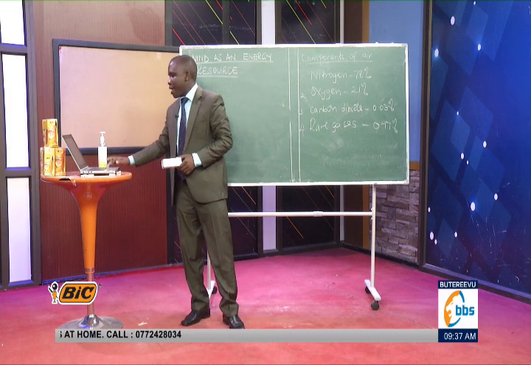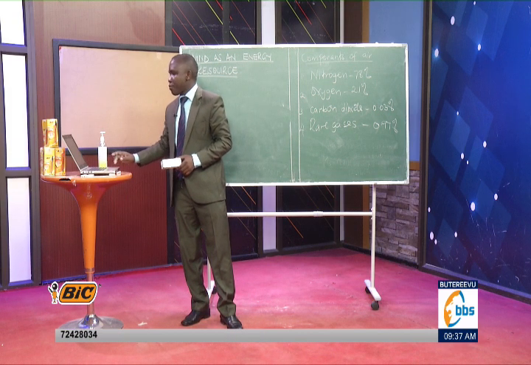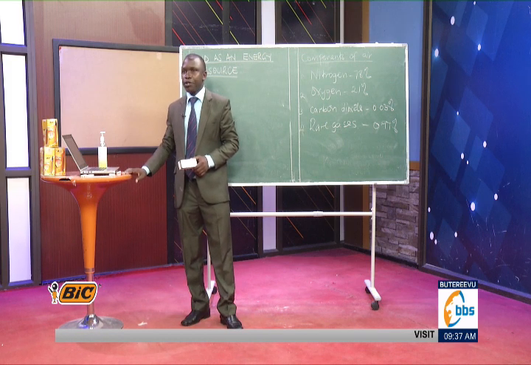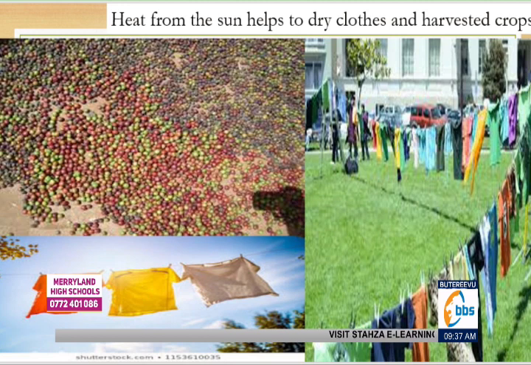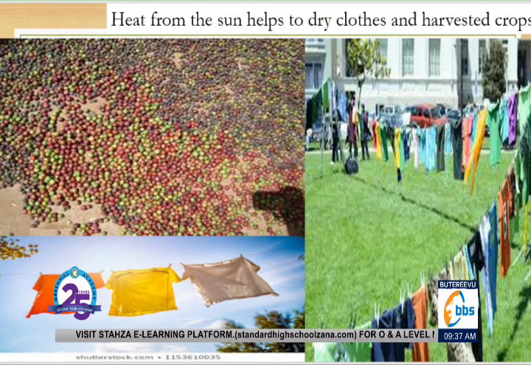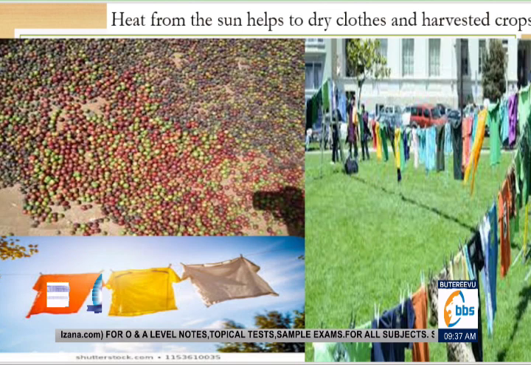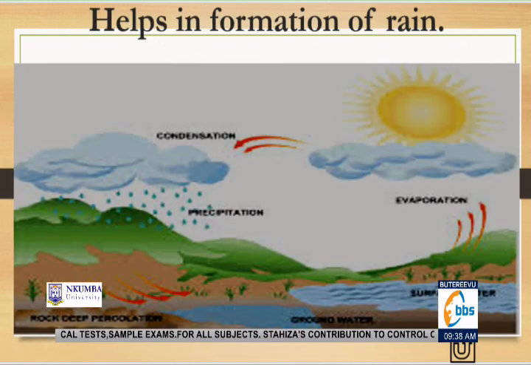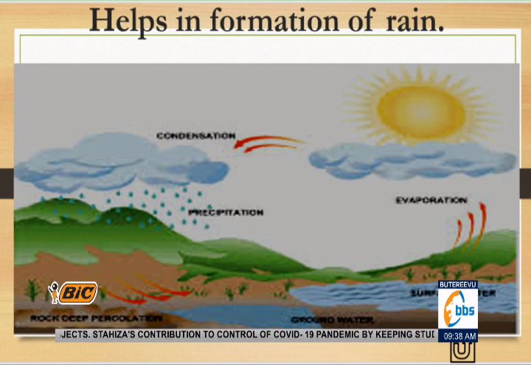Is that okay? Let's look at that picture there. I wanted to show you that is heat from the sun, and people would hang their clothes out to be dried. Look at the mwanyi. They had displayed it in order for the heat from the sun to dry it. We have another illustration there. Now you see that heat from the sun helps in rain formation. I hope you know the steps involved in rain formation. I'll not go into details.